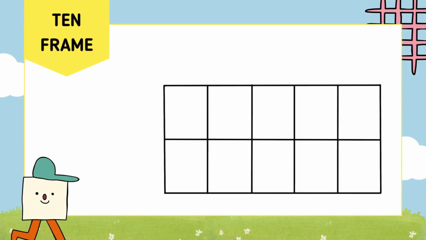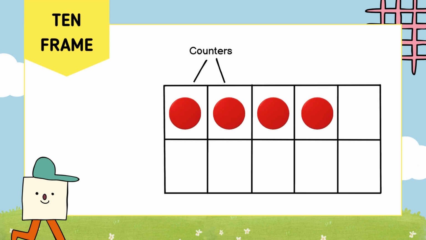A 10 frame is a simple grid with 2 rows of 5 squares each. By placing counters, like little circles, inside these boxes, we can see how many we have, how many empty squares, and how close we are to making 10.